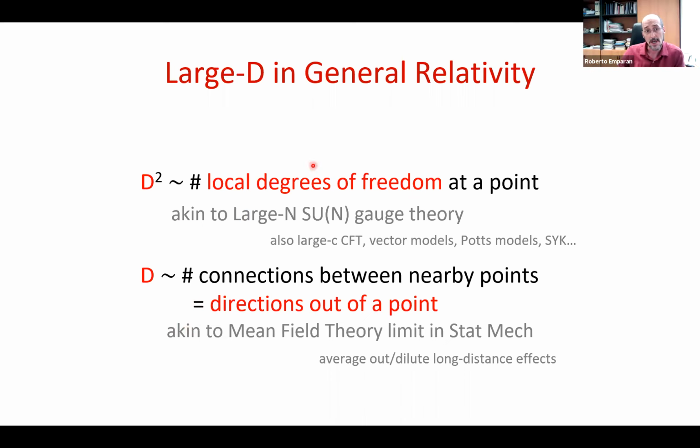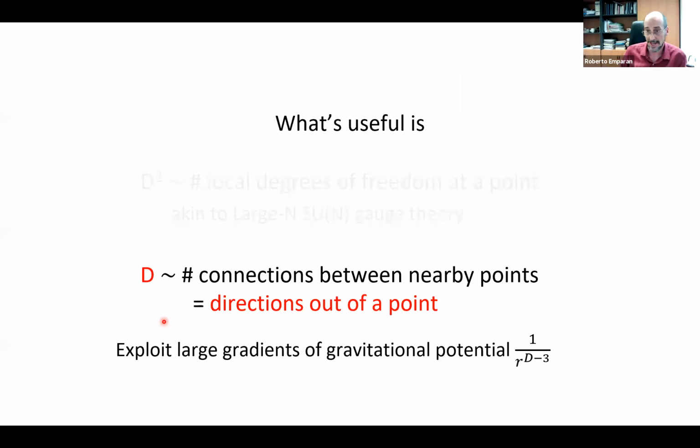So of these two ways in which D appears in gravity, which one is most interesting or most useful for us? Well, this is something that Andy Strominger followed in the early 80s. He studied the large D limit of general relativity as similar to the large N limit of gauge theories, but he could only make limited progress in this direction. What we have found is that focusing on D as giving us diluting interactions as you go to larger dimensions has been most useful for us.